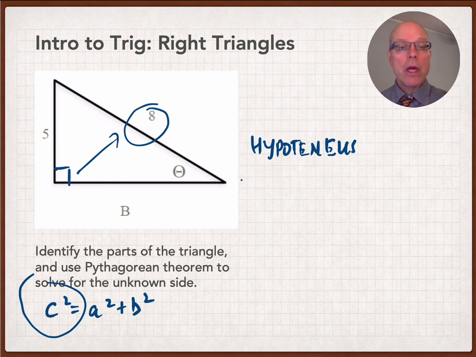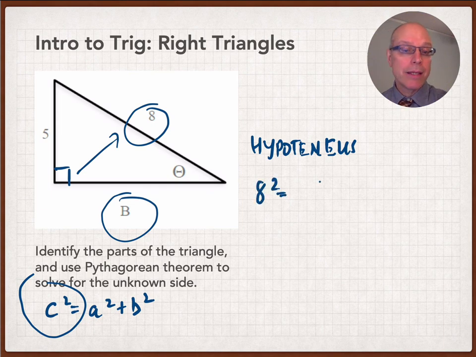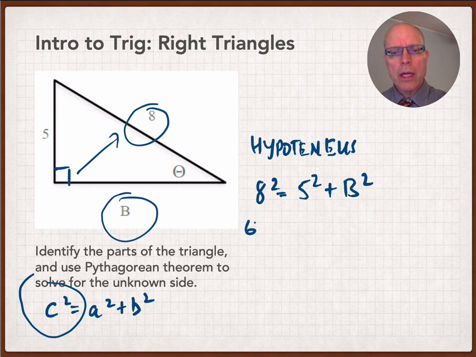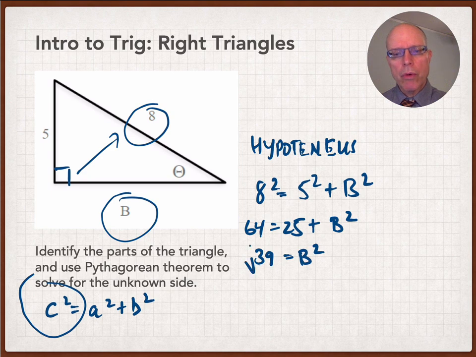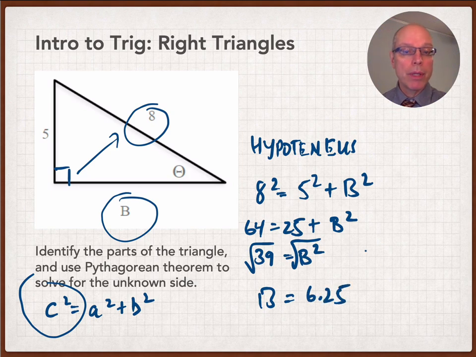So the first thing we're going to do is remember that when I'm trying to solve for this unknown side down here, side B, I have to set this Pythagorean theorem up the right way. So C is going to be 8 in this picture, equals 5 squared plus b squared, and the rest of it should take care of itself. I do the squaring, I get 64 equals 25 plus b squared. Subtract 25 from both sides, and you get 39 equals b squared. Square root both sides, and the square root of 39 is like 6.25 when we plug it into the calculator.